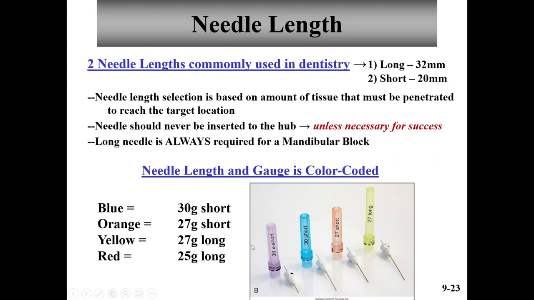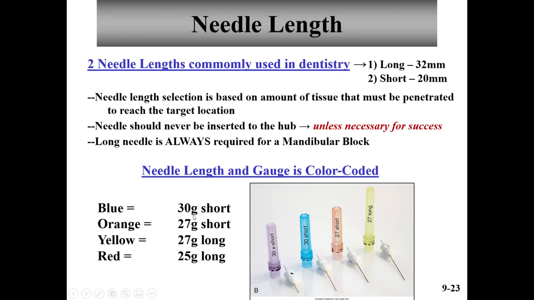They do make a 30 gauge ultra short, which is sometimes used for infiltrating for hemostasis. It's a fine needle to use for that, and it's sometimes used for palatal injections, and it's fine to use for that. But for the most part, we use short and long.